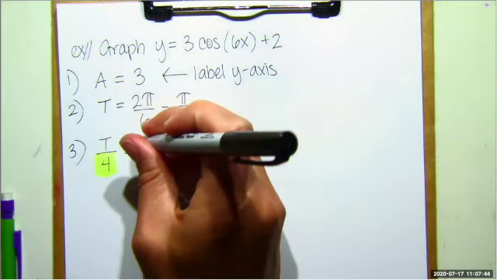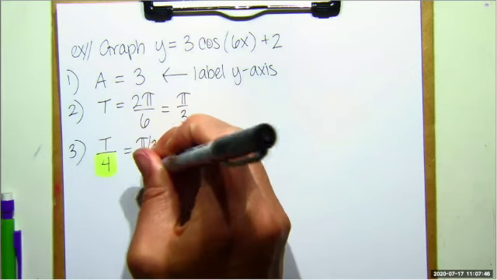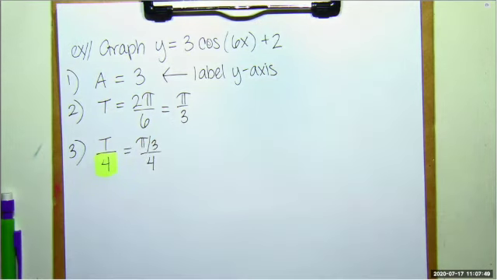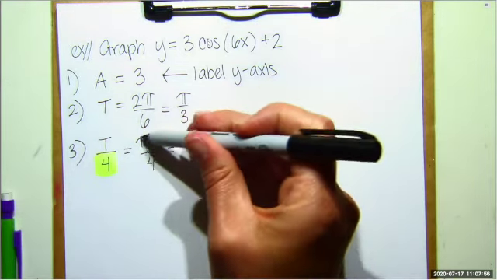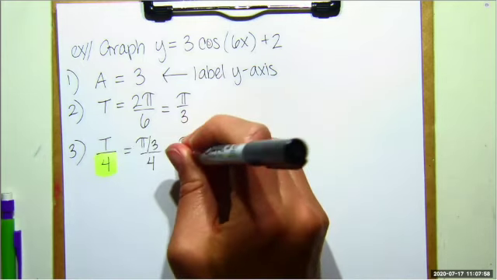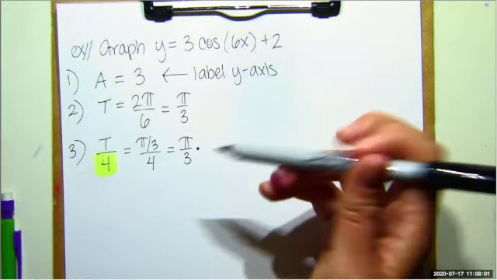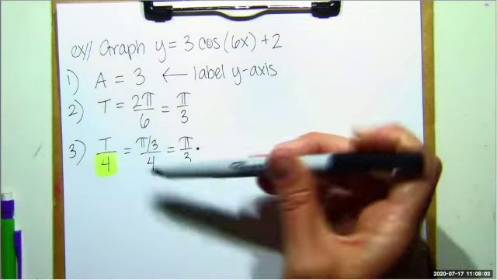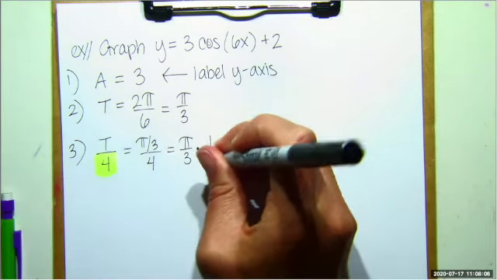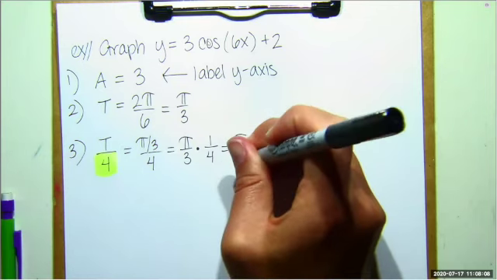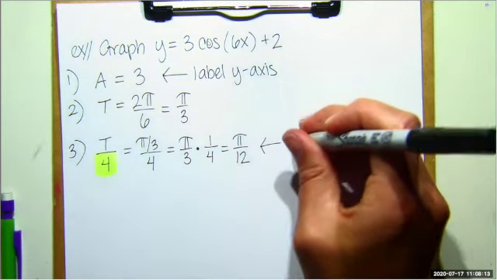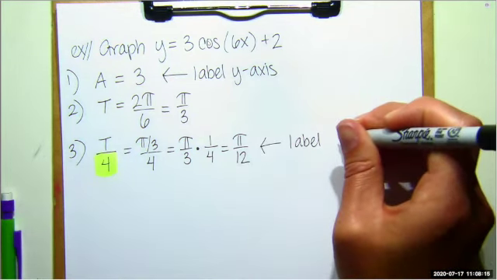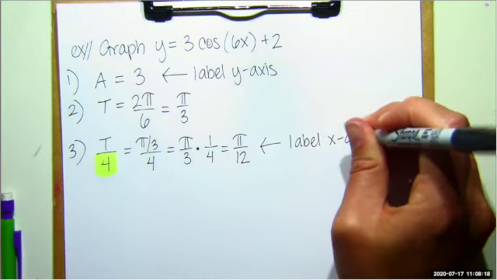Okay, so our period is pi over 3. We want to divide by 4. Again, one of the most common students' mistakes I see in this entire chapter is doing this division. So please take this extra step if you need to. We start by writing our numerator, switching to multiplication, and then we multiply by the reciprocal of the denominator. So the reciprocal of 4 is 1/4. That gives me pi over 12. This tells me how to label what? The x-axis. Good.